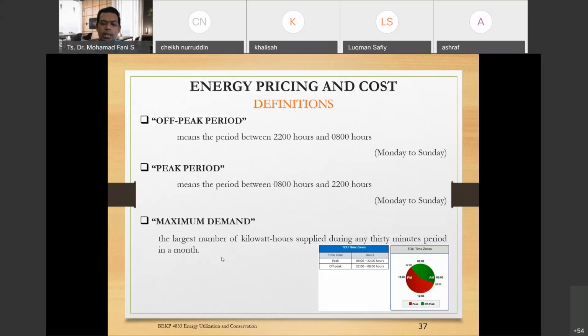The maximum demand is the largest number of kilowatts supplied during any 30-minute period in a month. In a month, there is the highest measure of kilowatt of power, and they declare it as the maximum demand. So that's the available charge for the maximum demand to the customer or consumer from mid voltage and high voltage, especially for commercial and industrial.